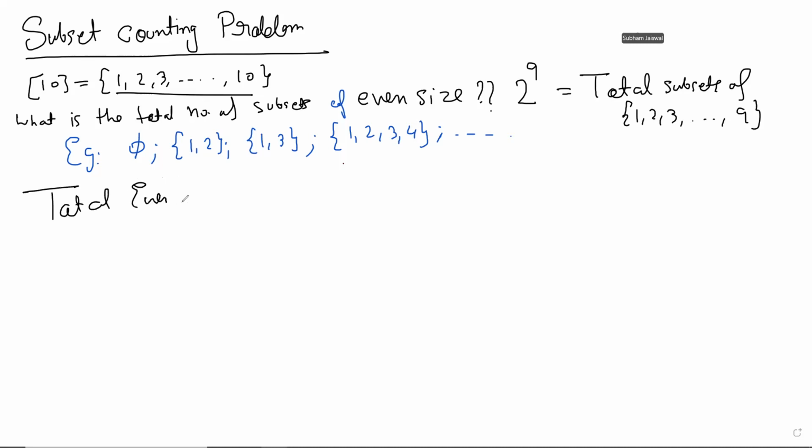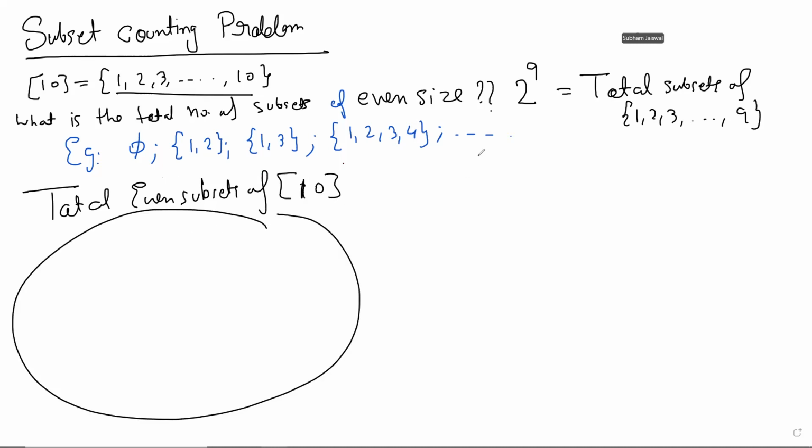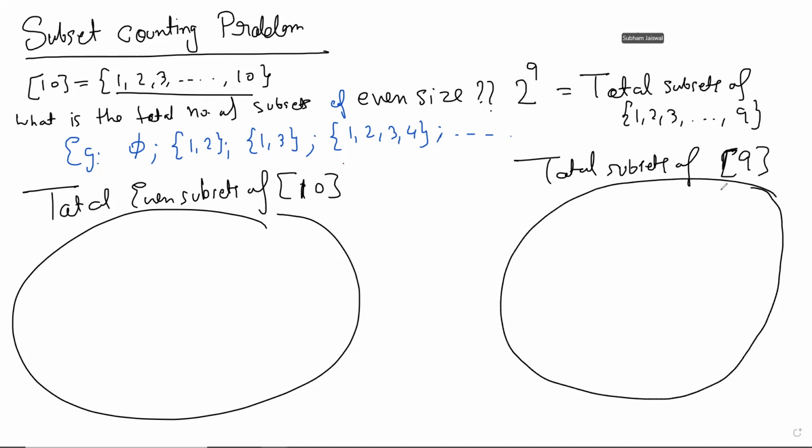total even subsets of this set, again this big bag, is equal to total subsets of the previous case. Okay, now these are two big bags.